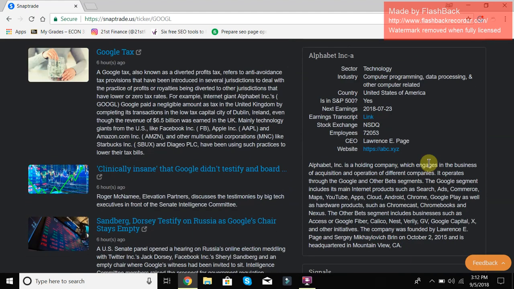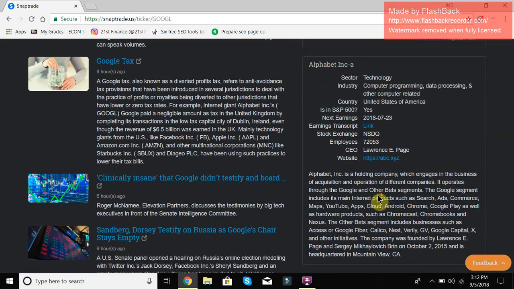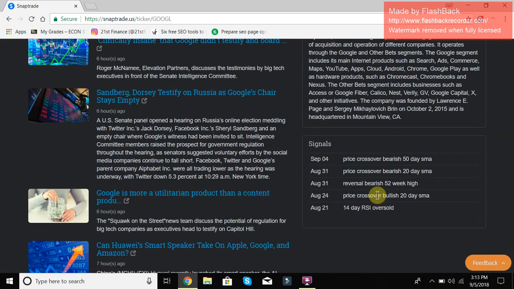And then of course, like any stock website, they do have an information page about what Alphabet is. Obviously, Alphabet's the parent company of Google. They will show you their stock exchange, how many employees they have, CEO, websites, etc. Just a lot of basic information that is important when you're trying to make trades.